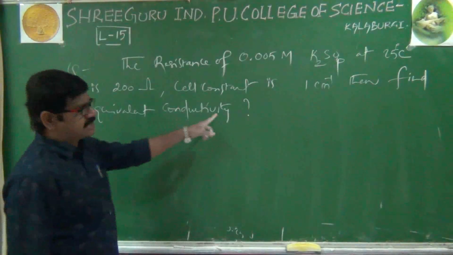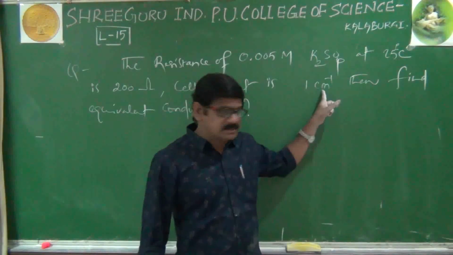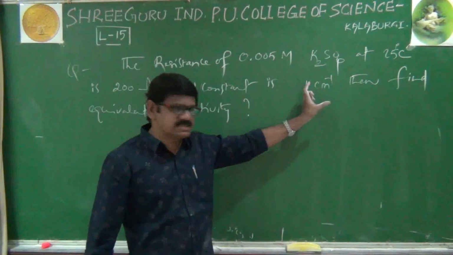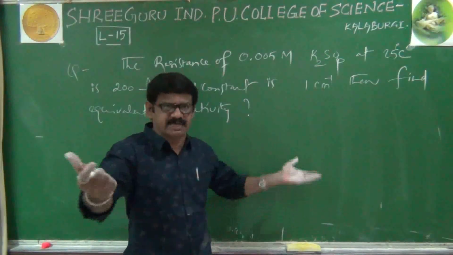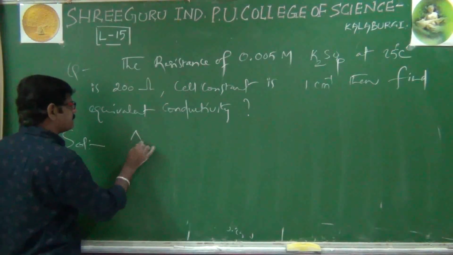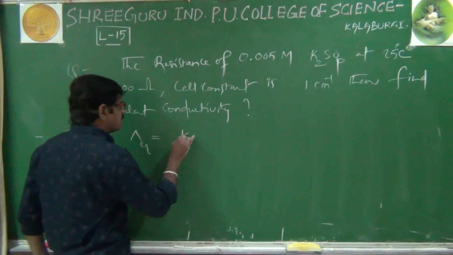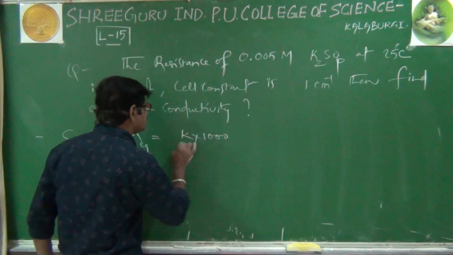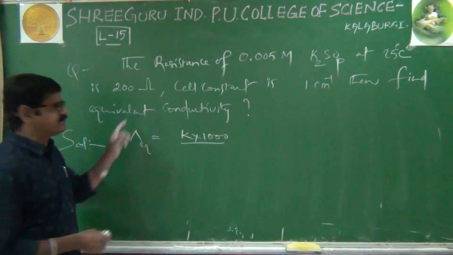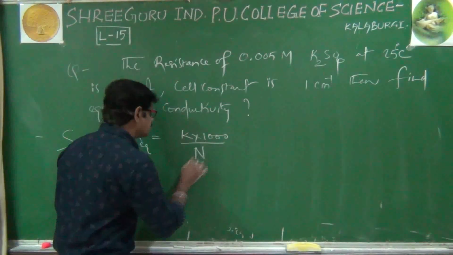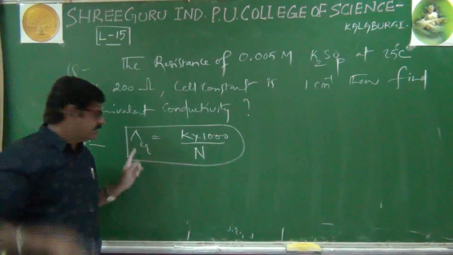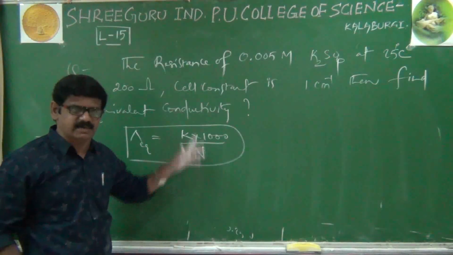Now he is asking an equivalent conductivity question. If you observe, the cell constant, G star, is given in the CGS system. If the CGS system is given, our formula should be the CGS-related formula only. Therefore, the solution: equivalent conductance lambda equivalent is equal to, the formula already familiar to you, K into 1000 divided by, whether it is molarity or normality. He is asking equivalent conductivity, so definitely we write normality. Don't write molarity for equivalent conductivity. Molarity is for molar conductivity; for equivalent conductivity we should write the normality term only.